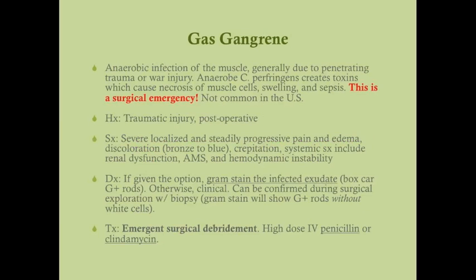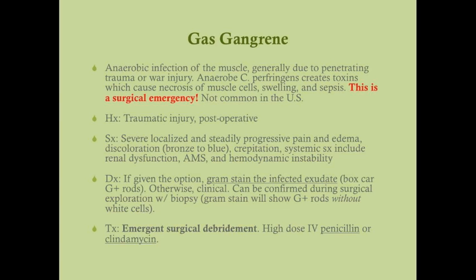All right, finally, we'll come to gas gangrene. Gas gangrene is an anaerobic infection of the muscle tissue itself, generally due to a penetrating trauma or a war injury. So this is very uncommon in the United States, usually because patients get to health centers pretty quickly if they're in car accidents. It can also be seen on the war field, but again, this is more like a Civil War era thing. But it is important to talk about because it does happen occasionally.